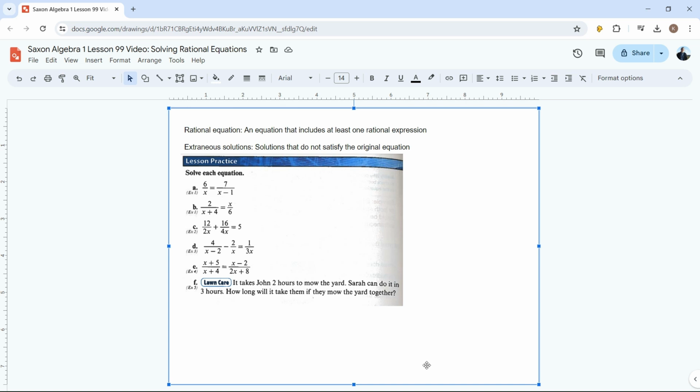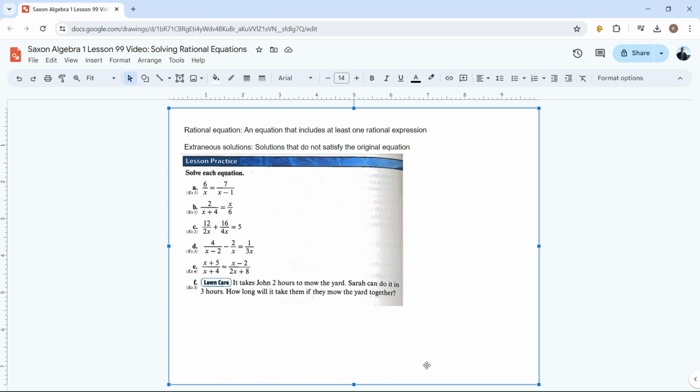Hey, algebra students, in this lesson, we are going to be talking about how to solve rational equations. What is a rational equation? Well, when you hear the word rational, you should really think fractional, okay? Because it's an equation that includes at least one rational expression, meaning it includes at least one fraction that has a variable in the denominator.